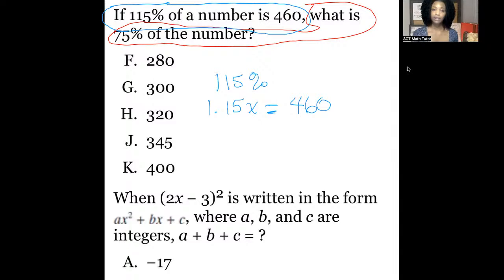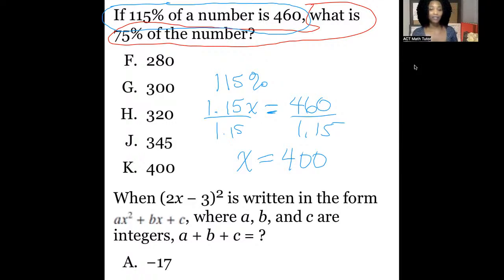Remember, the first part is to solve for x, solve for this unknown number. So I'll do that by dividing by 1.15. That's going to tell me what this number is. 460 divided by 1.15. And that's going to give me that x is equal to 400. So that's the number, but that's not our answer, because the question said, what is 75% of that number?